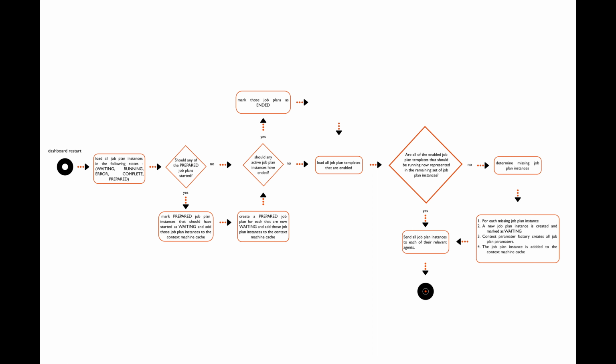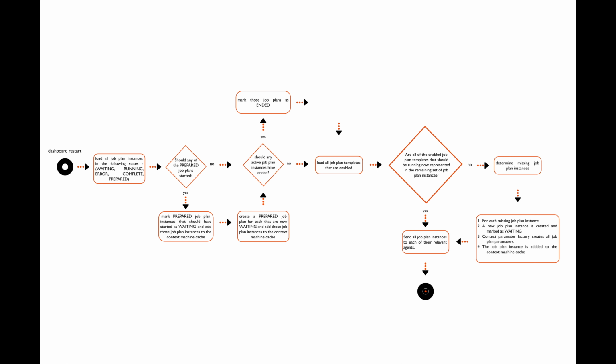The next thing we do is we determine whether any of the active job plan instances should have ended when the dashboard was down. If that is the case, that we do have some, we mark those job plan instances as ended, and we move on to loading all of the job plan templates that are enabled. What we need to do now is determine whether the running job plan instances that we have are the complete set of job plan templates that are enabled and should be running. And we determine if there are any that are missing, we need to stand up a job plan instance for each of those, put it into a waiting state, set up the context parameters for it, and add it to the context machine cache.